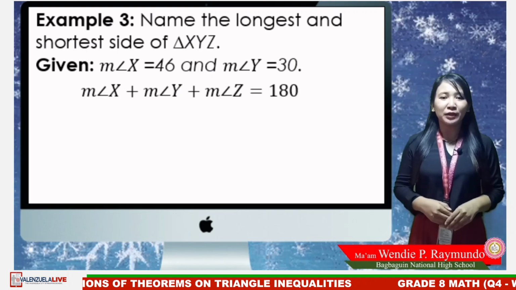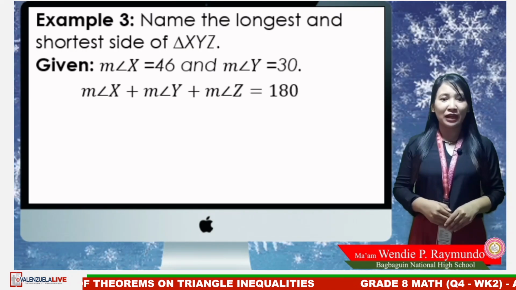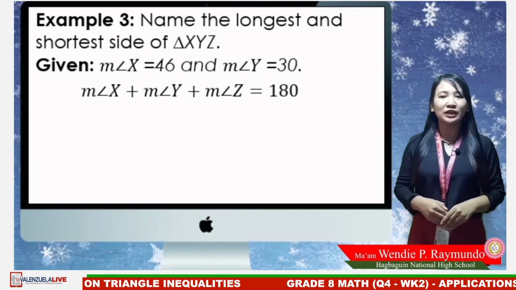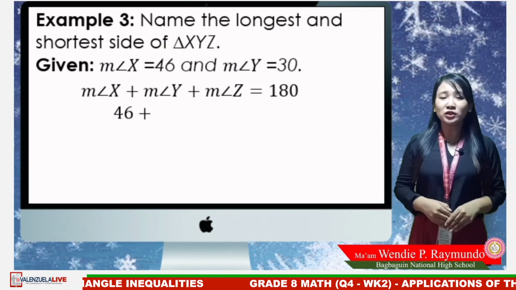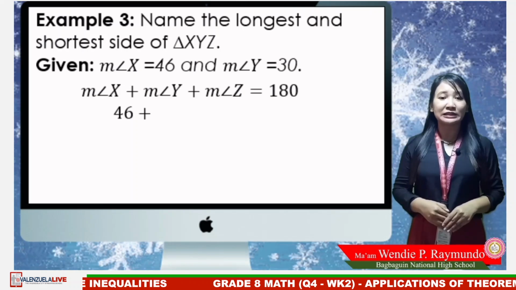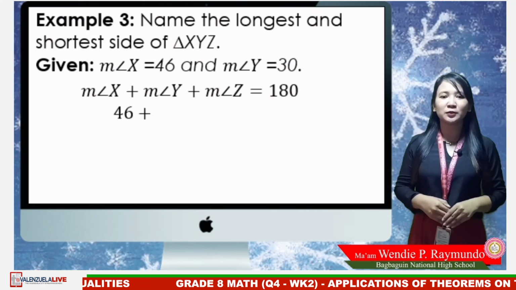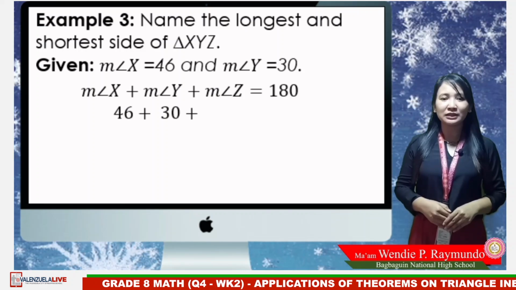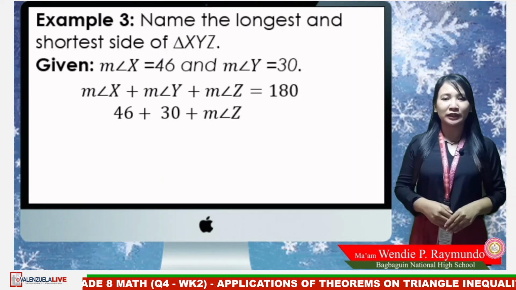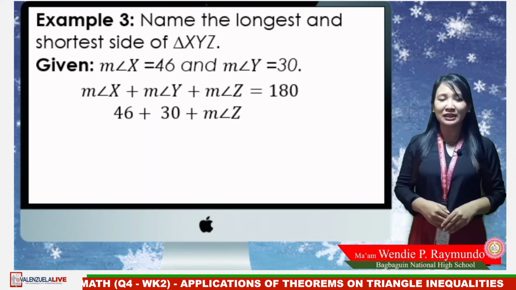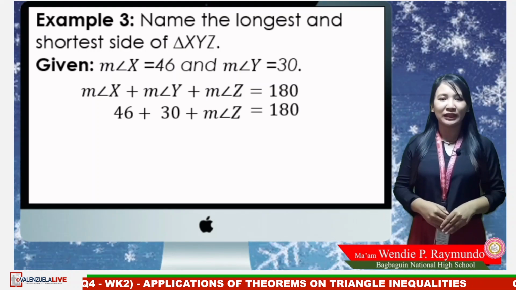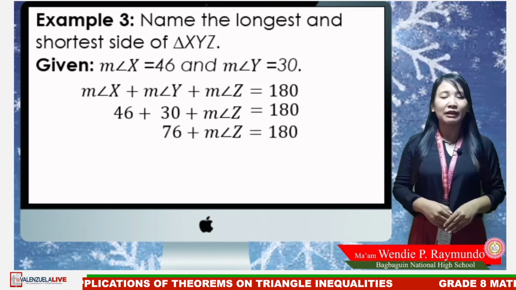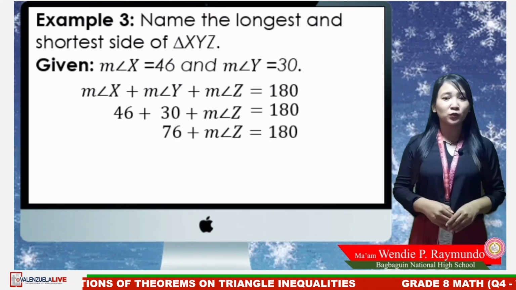We have measure of angle X plus measure of angle Y plus measure of angle Z is equal to 180 degrees, which is the sum of the interior angles of a triangle. Now let's substitute. The measure of angle X is 46 plus the measure of angle Y is 30 plus the measure of angle Z is equal to 180. 46 plus 30 is 76 plus the measure of angle Z is equal to 180.